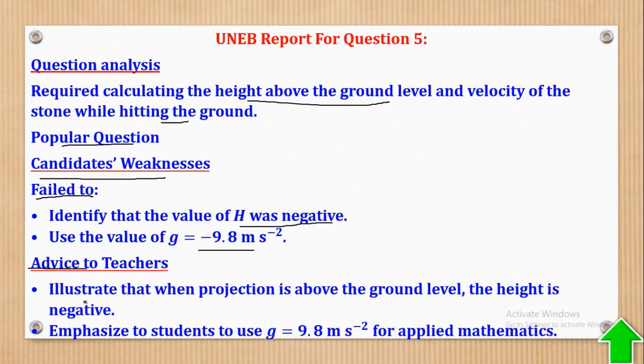So advice to teachers is to illustrate that when projection is above the ground level, the height is negative, as we saw in the sketch. Then two is to emphasize to students the use of G equal to 9.8 for applied mathematics. Some students, especially those who do physics, take G to be 9.81, which is not okay. That 1 which you add makes everything different. So for applied mathematics, G is 9.8, and for physics, G is 9.81. And for O level, G is 10. So you have to know the difference based on the level you are on.